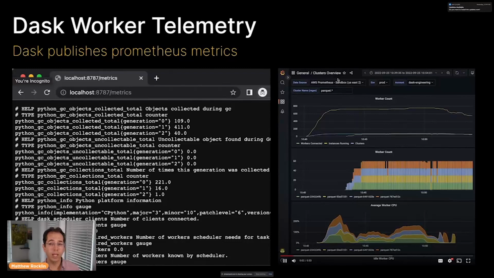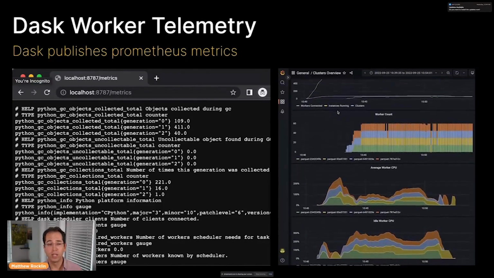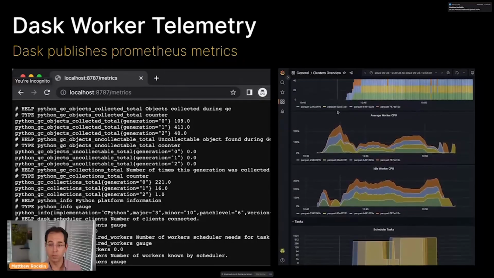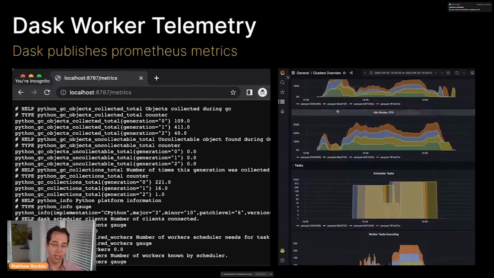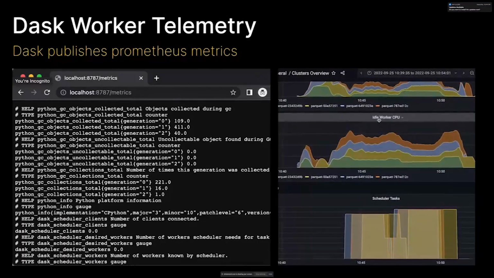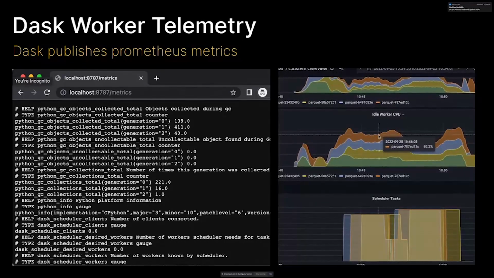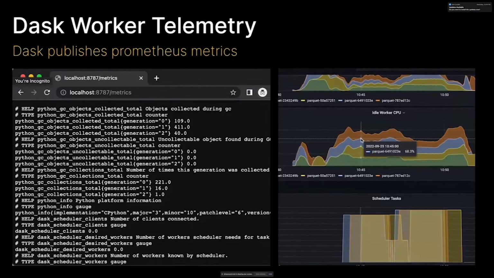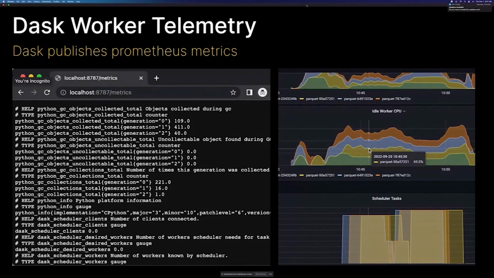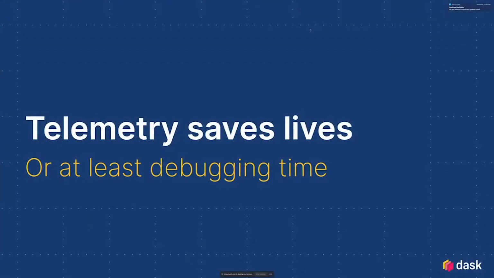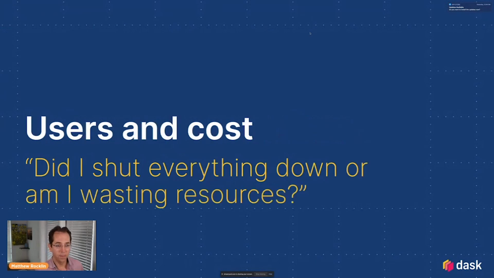A lightweight way of doing that is with Prometheus. So Dask and many other systems publish Prometheus metrics. Throwing those into a time series database and putting something like Grafana on them can really help you understand what's going on in your system across your organization. Let's see. Yeah, so telemetry saves lives, or at least debugging time.